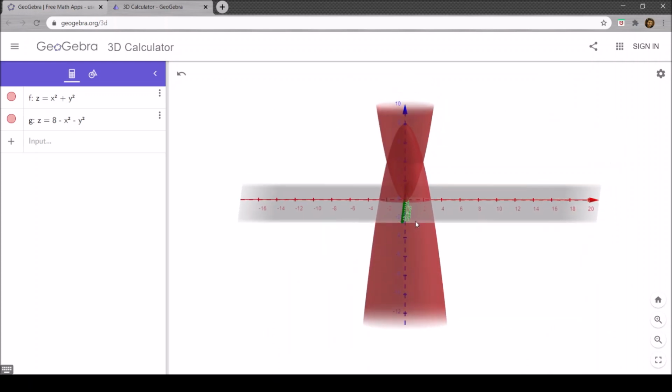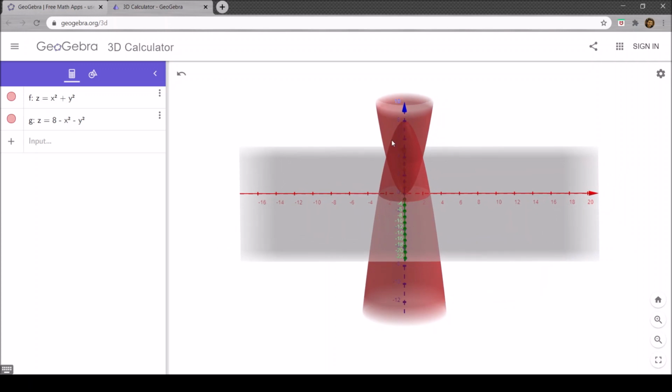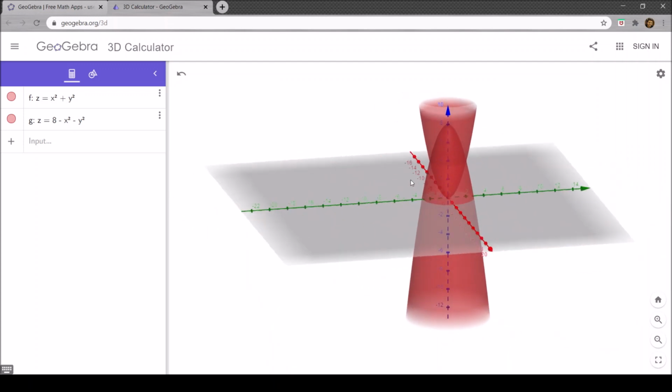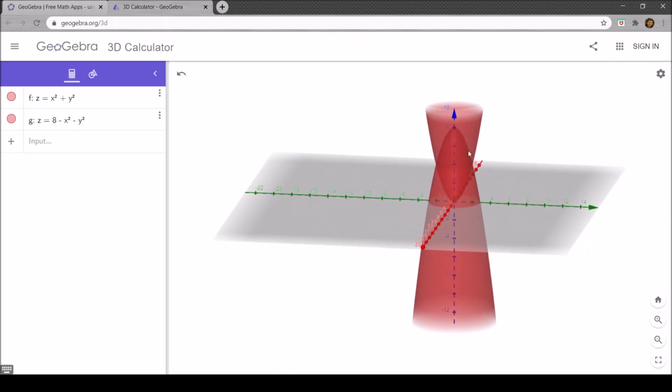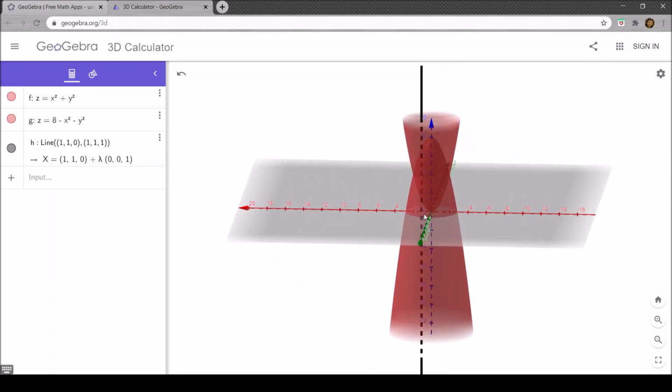As you can see, this is the darker part. As you can see my mouse, this is the volume you need to find. I hope this is clear to you. Now to find this volume, I will need to first find the limits of z. So to find the limits of z, you draw the line parallel to the z-axis, so your z component will change. Let me take say 1 comma 1 comma 0 and 1 comma 1 comma 1. And now as you can see, this is the line I am getting parallel to the z-axis.